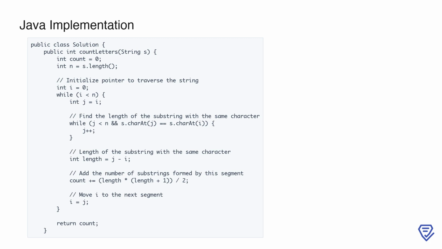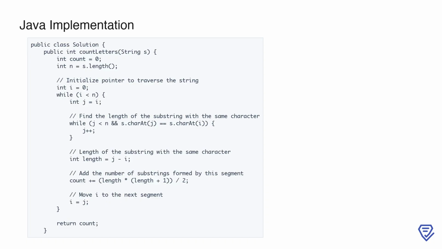We start by initializing a variable count to 0, which will store our result, and n to the length of the string. A pointer i is also initialized to 0 to traverse through the string. Inside the while loop, we use another pointer j to identify segments of consecutive identical characters. The inner while loop increments j as long as the character at j matches the character at i. Once the segment ends, we calculate its length as j minus i.